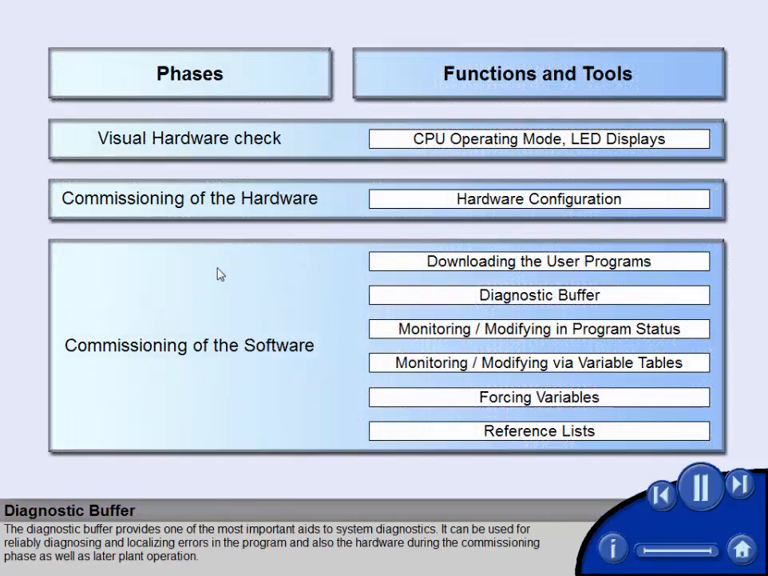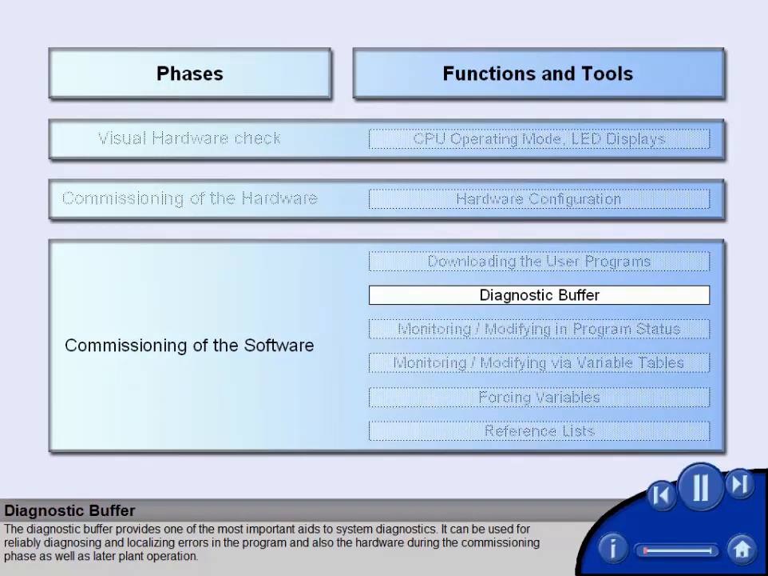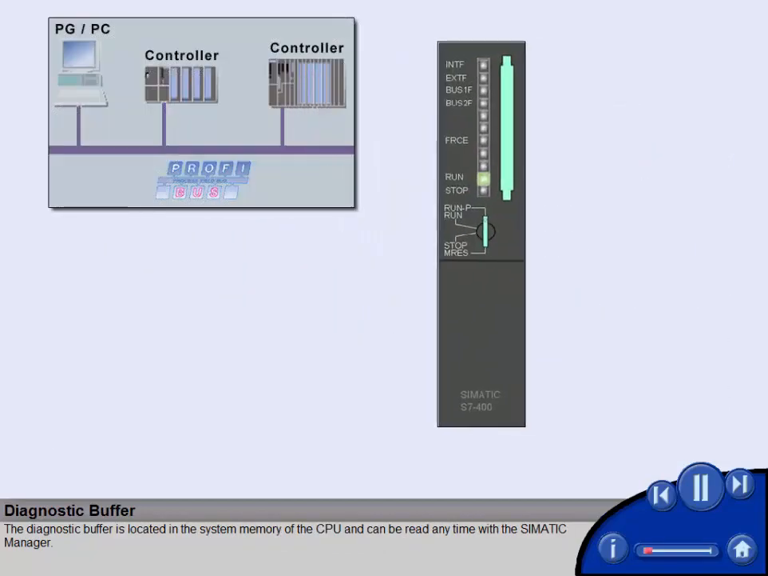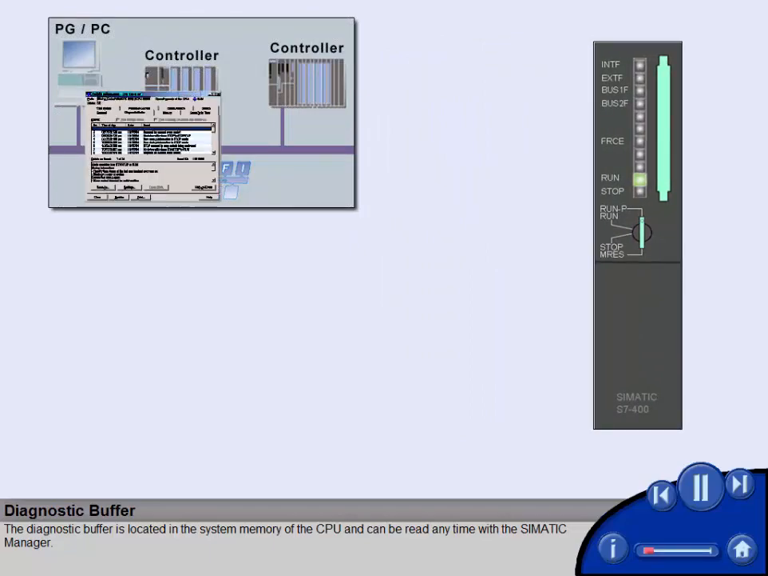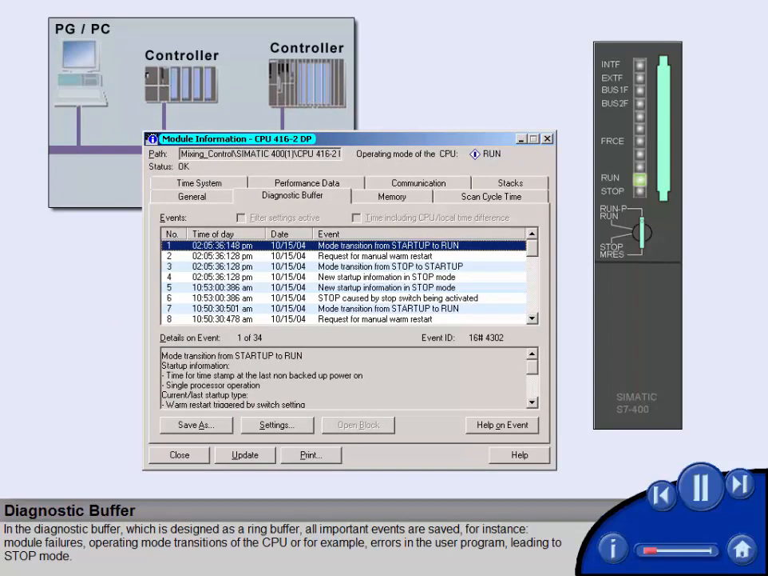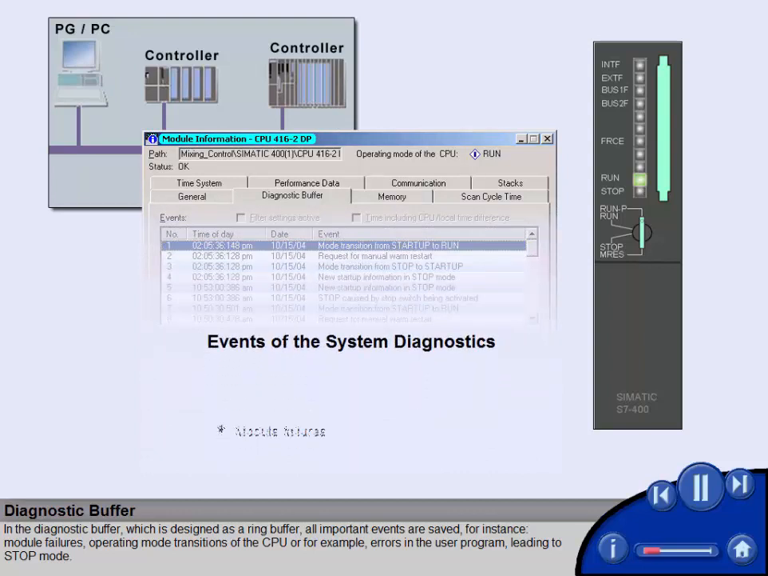The diagnostic buffer provides one of the most important aids to system diagnostics. It can be used for reliably diagnosing and localizing errors in the program, and also the hardware during the commissioning phase as well as later plant operation. The diagnostic buffer is located in the system memory of the CPU and can be read any time with the Schematic Manager. In the diagnostic buffer, which is designed as a ring buffer, all important events are saved. For instance, module failures, operating mode transitions of the CPU, or, for example, errors in the user program leading to stop mode.